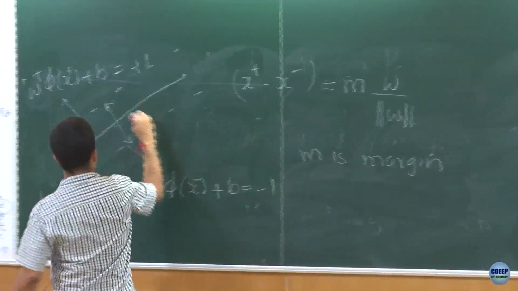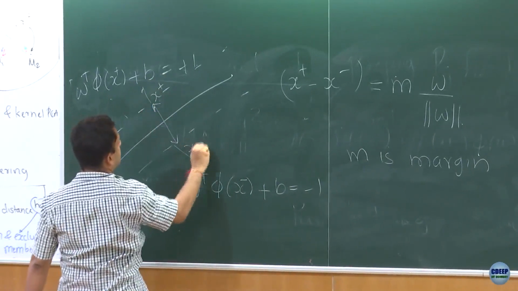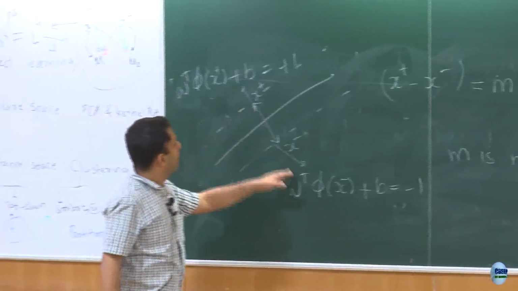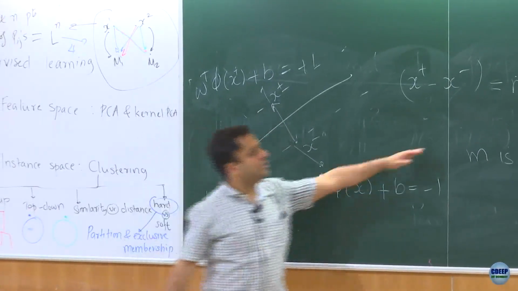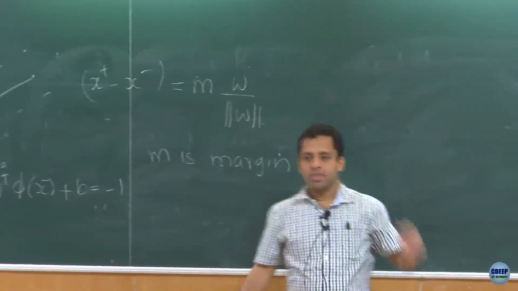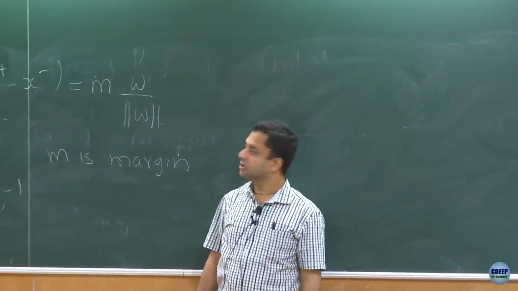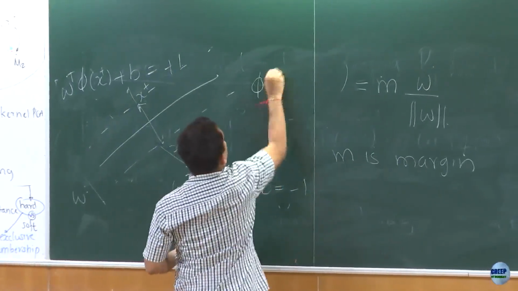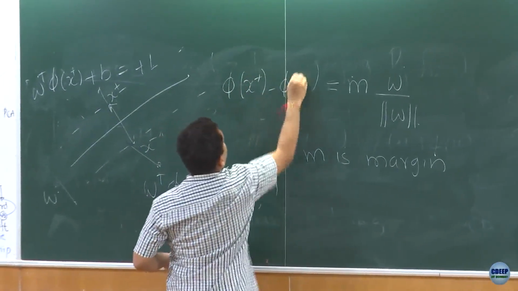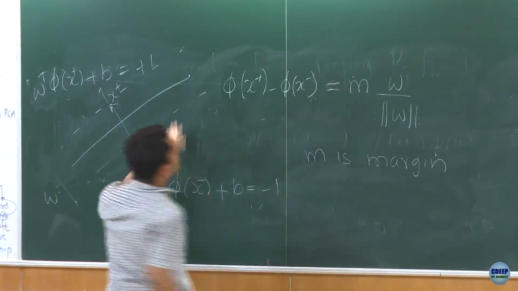This vector is x plus here, x minus here, and x plus minus x minus is along the w. I made this into a unit vector, w divided by norm w, and m is the length along that unit vector. Actually, I should do it along phi x. It's not really x, it's phi x. Phi x plus minus phi x minus.